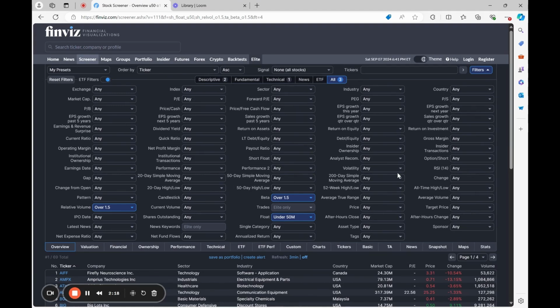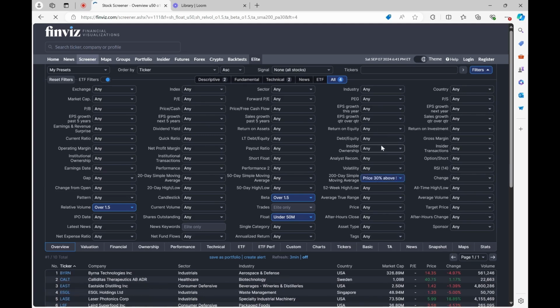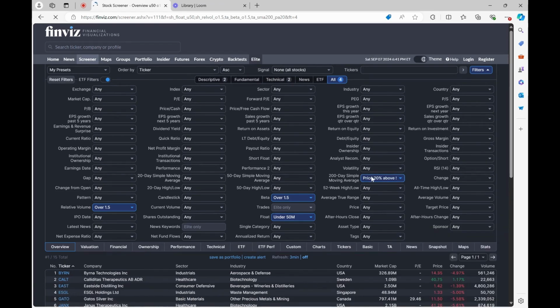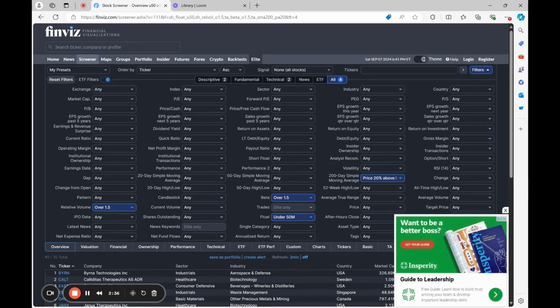So for the next one, we're going to do the 200-day simple moving average. If you're doing long positions, you're going to want to choose price 20% above. And for shorting, short positions, you're going to want to be doing price 20% below. Basically, each one of these is just going to tell us that we have a strong uptrend for long positions compared to the average trend of the past 200 days. And for the short positions, it's going to tell us that we have a strong downtrend relative to the average trend of the past 200 days.